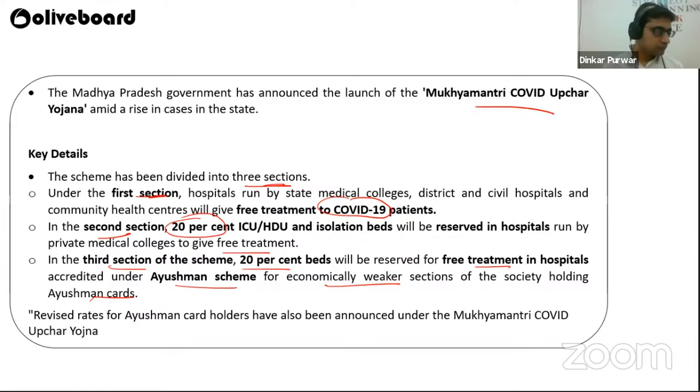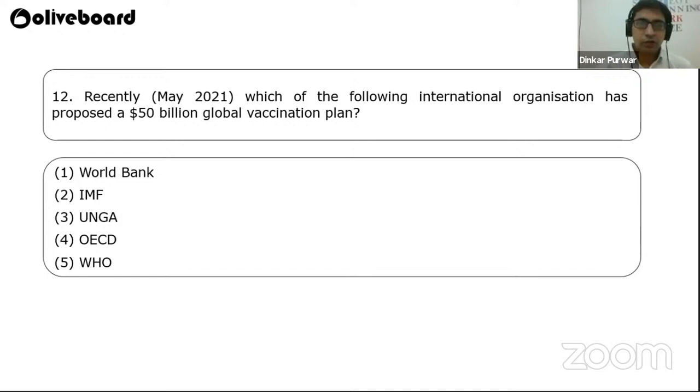Okay, fine. So we are going to question number 12. Recently, in May 2021, which of the following international organizations has proposed a $50 billion global vaccine plan? World Bank, IMF, UNGA, OECD, or WHO?